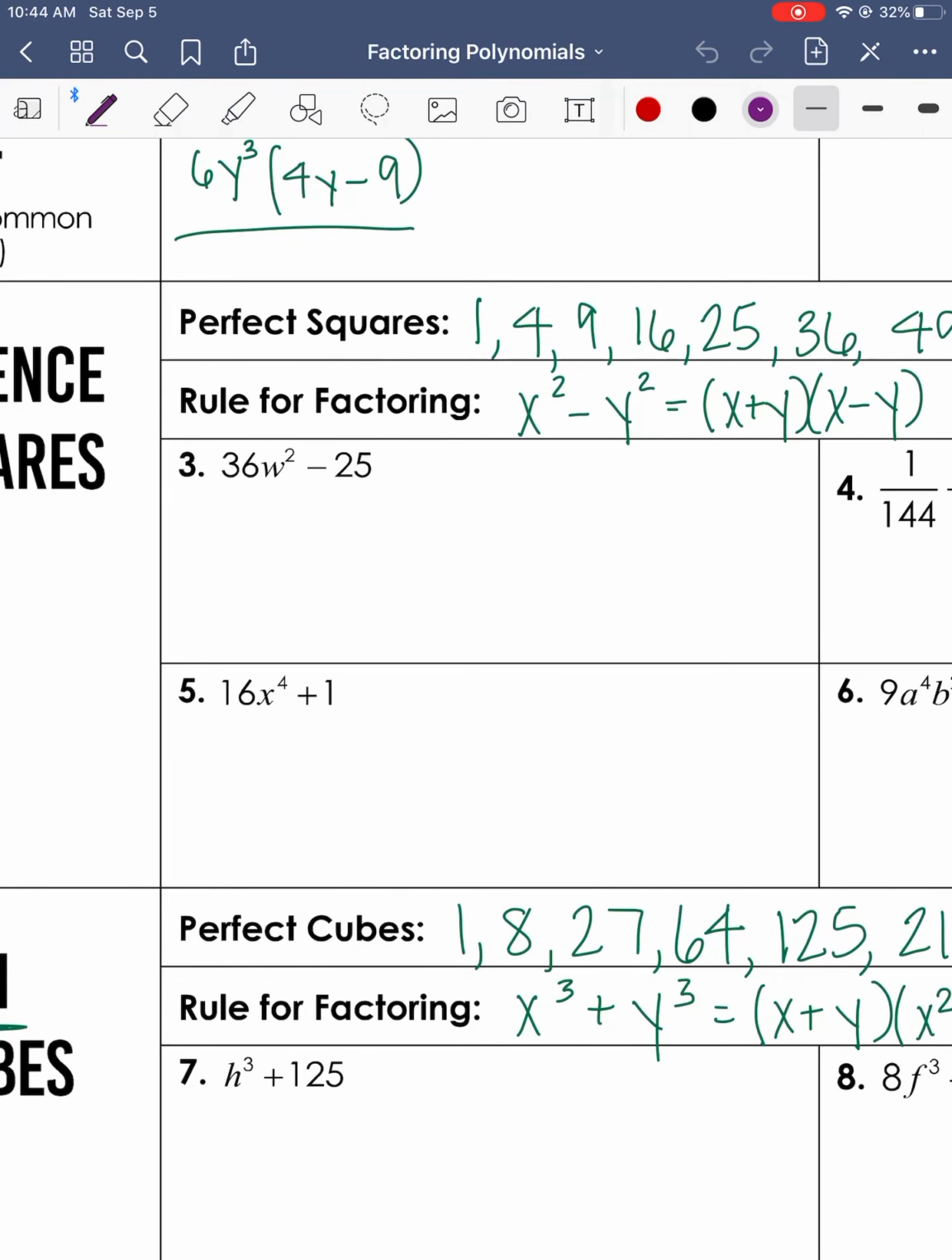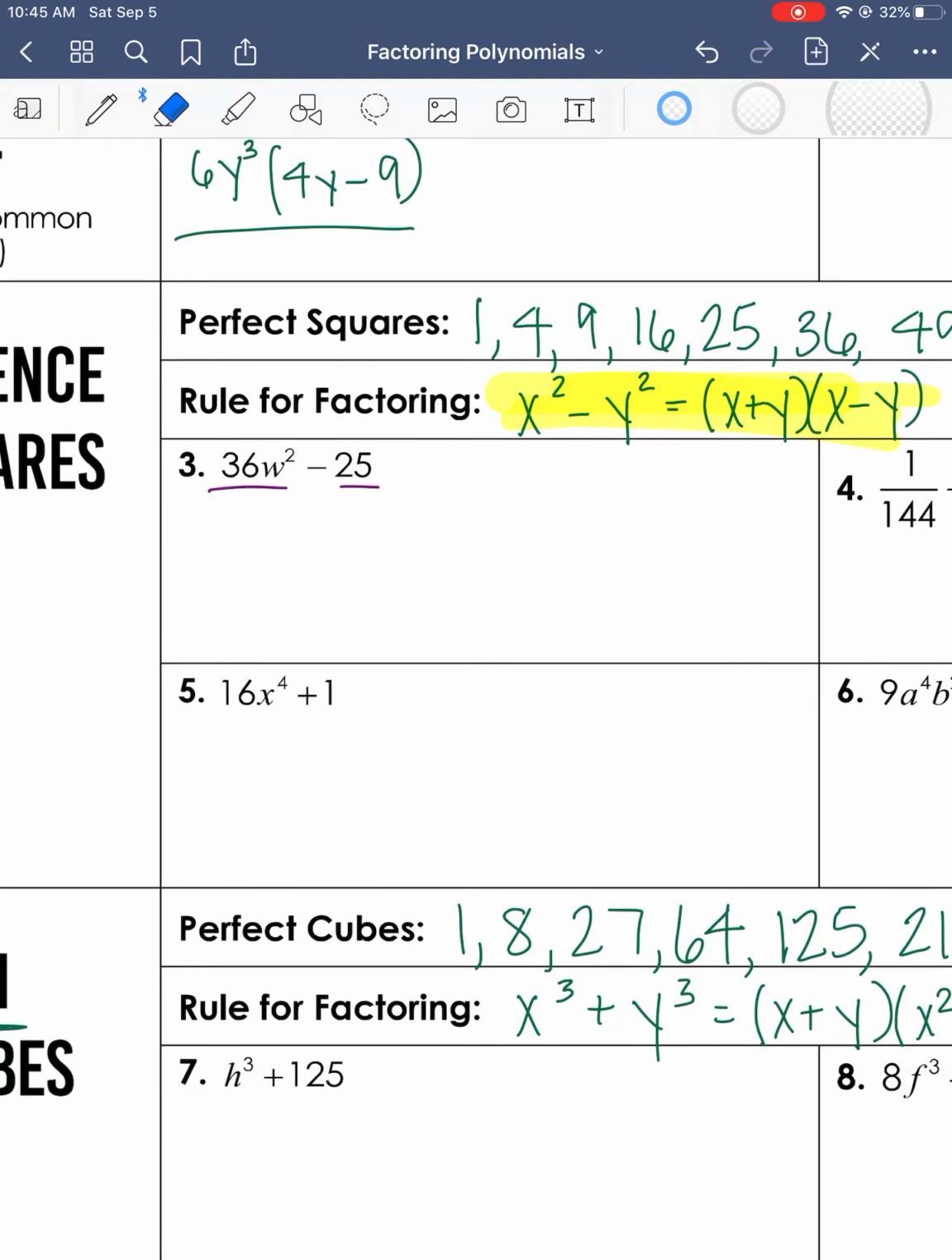So the rule for factoring difference of squares, you can see right here. This is what we're going to be using. You can use this when you have a perfect squared term subtracting another perfect squared term, okay? And that's going to look like two binomials being multiplied together. So in the first, let's actually spread these out a little bit.